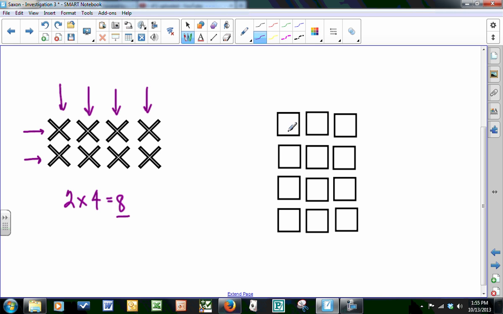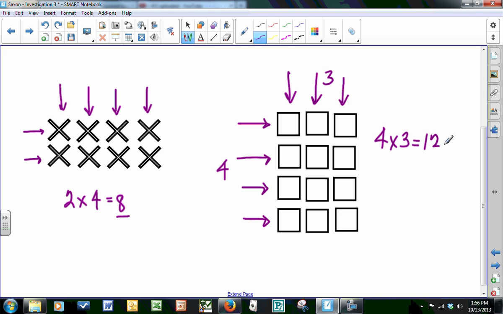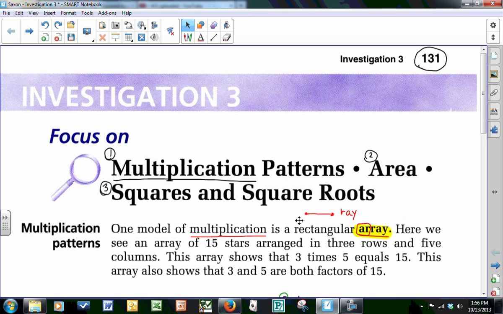Now, see, I took those same set of 12 squares, but now I have a different pattern. I have 1, 2, 3, 4. Now I have 4 rows. 1, 2, 3, and I have 3 columns. So now my equation is 4 times 3 equals 12. So sometimes you can take shapes in an array and rearrange them into a different pattern to show a different multiplication equation. So that concludes our first lesson about multiplication patterns and using an array.